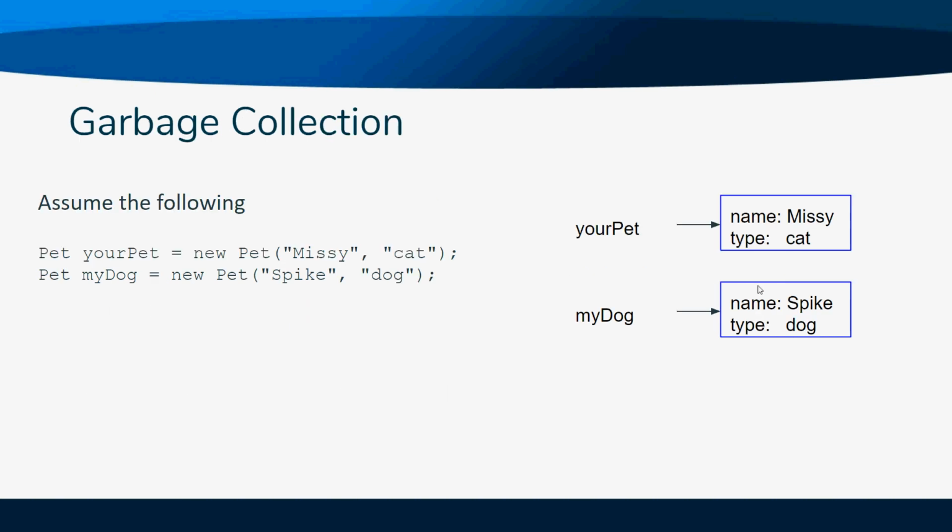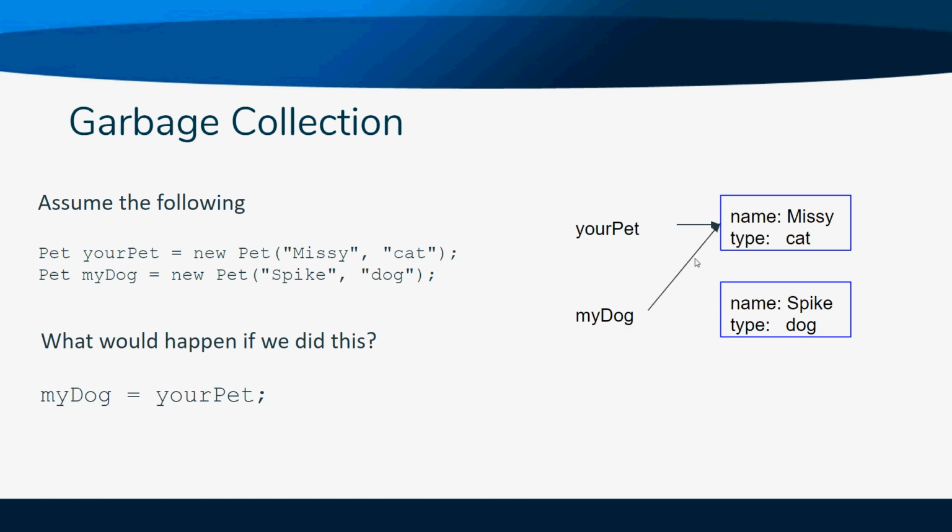Okay, so now I have a different situation. I have Pet yourDog equals new Pet Missy the cat, and Pet myDog equals new Pet Spike the dog. So I have a reference to this location in memory, and I have a reference to this location in memory. I have two references to places in memory. Okay, what would happen if I set myDog equal to yourPet? Here's myDog, it's set equal to yourPet. So if we look, I now have myDog referencing yourPet in memory. So nothing is now referencing this position in memory.